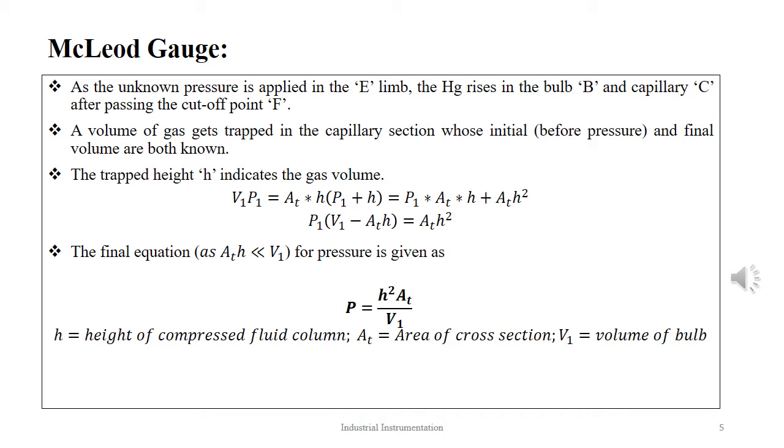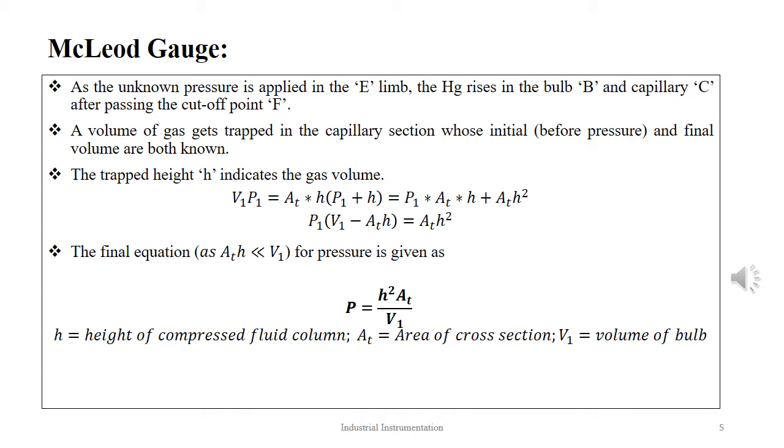The length of the trapped gas is denoted as small h. The numerical approach to determine the pressure on the compressed gas is given as V dP2 by dt equal to K (P1 minus P2), where V is the bulb volume and K is the flow conductance. dP2/dt is the pressure gradient in time between the two elements. A volume of gas gets trapped in the capillary section whose initial and final volume are both known. The trapped height small h indicates the gas volume.